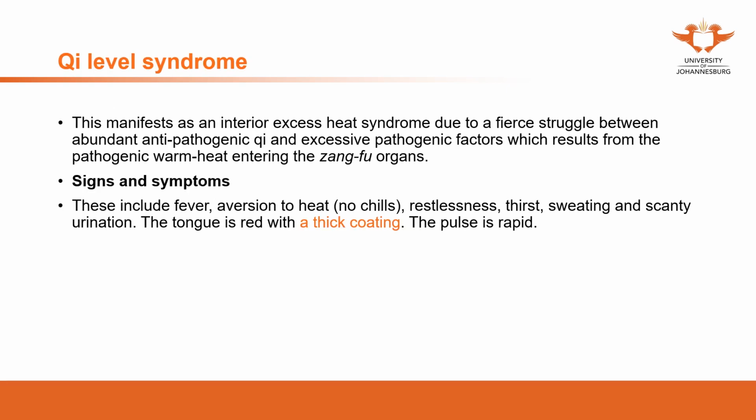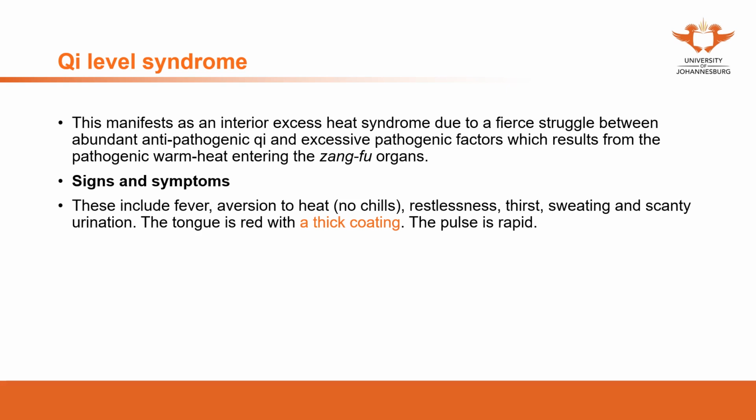The Qi level syndrome manifests as an interior excess heat syndrome. As you can see from the Wei level, when the pathogen develops into the Qi level, the pathogen has developed from the exterior to the interior. So the pathogen goes deeper in the body. When the pathogen goes deeper in the body, it will affect the organs and their functions.